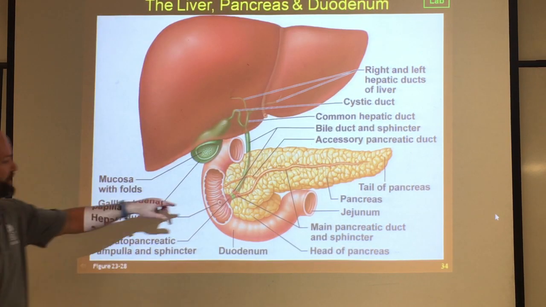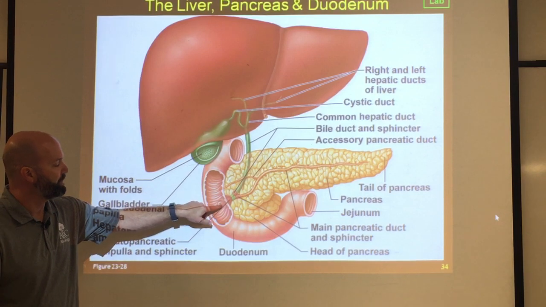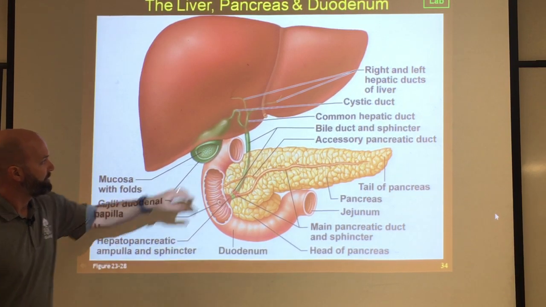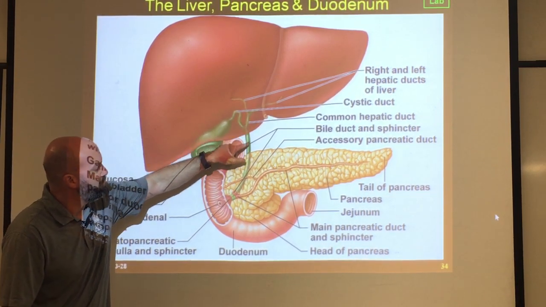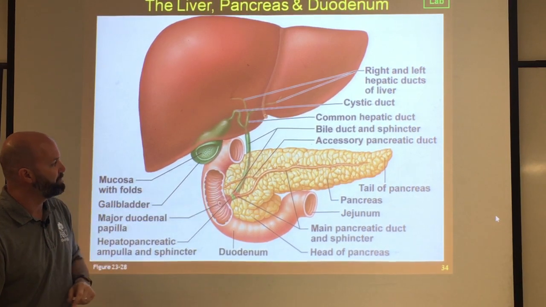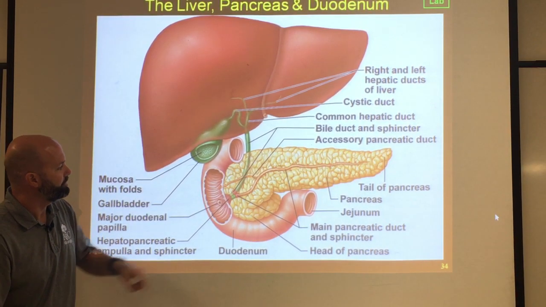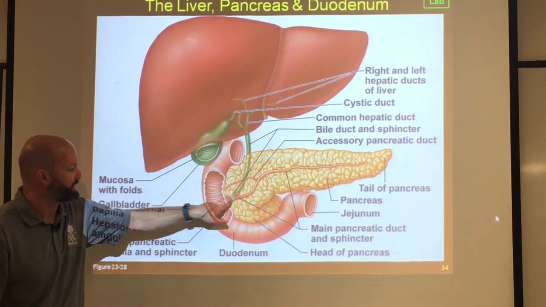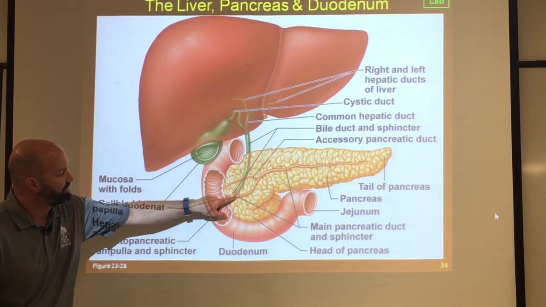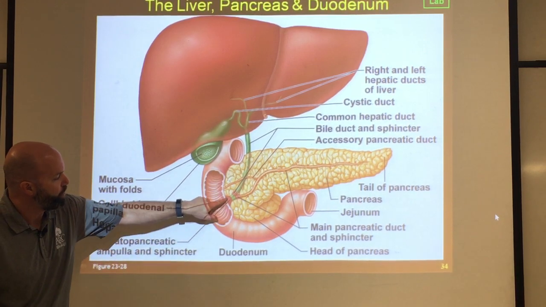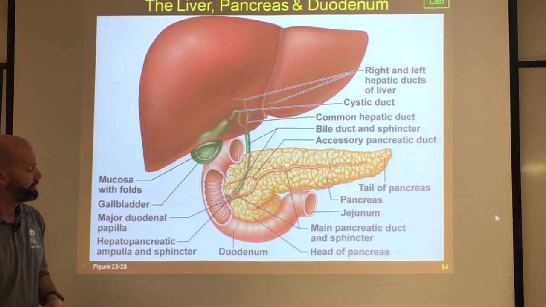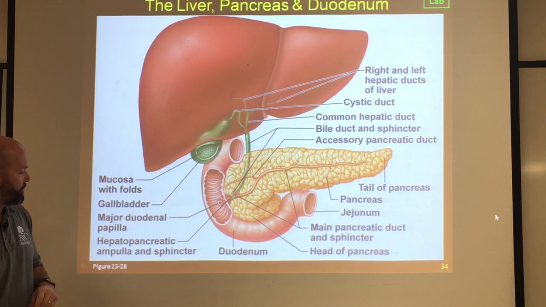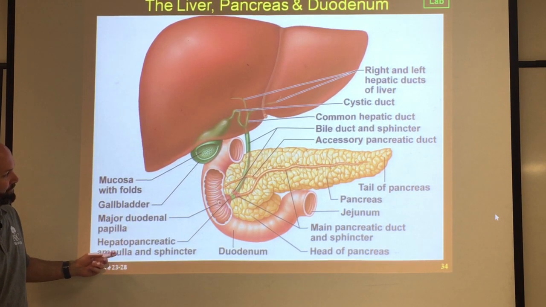So this little projection here is the duodenal papilla. Passing through it, bile from the common bile duct, pancreatic juice from the main pancreatic duct. And then these two fluids come together in the wall of the duodenum, and this little widened region within the wall is called the ampulla.